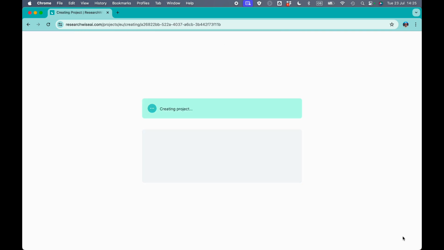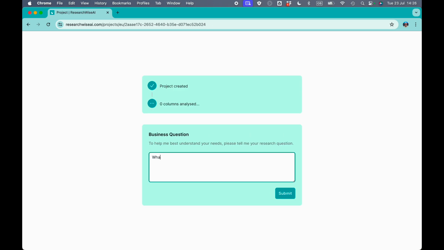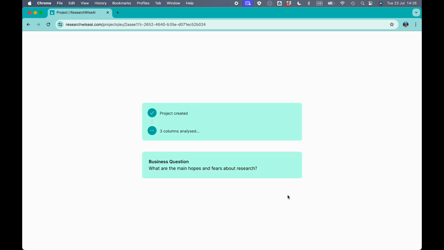It goes away and it has a think, and then of course it asks me what is the business question, and I create the initial business question. Here, what are the main hopes and fears about research? Because this is the Insights Health study, and it starts thinking about that and doing its analysis, going through different questions. I've speeded up the process here in the video.